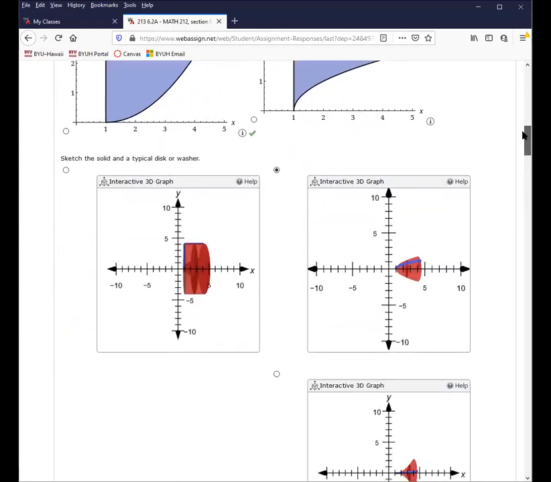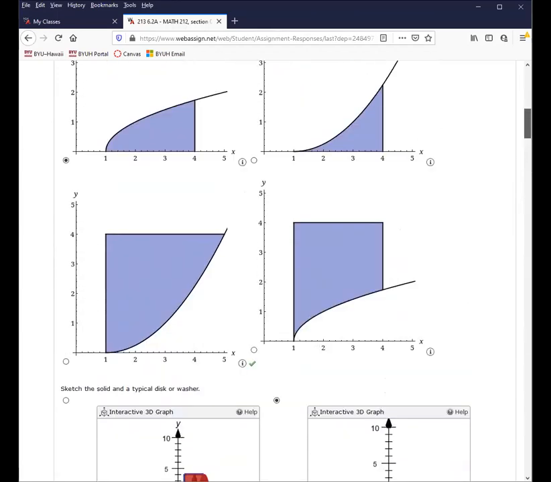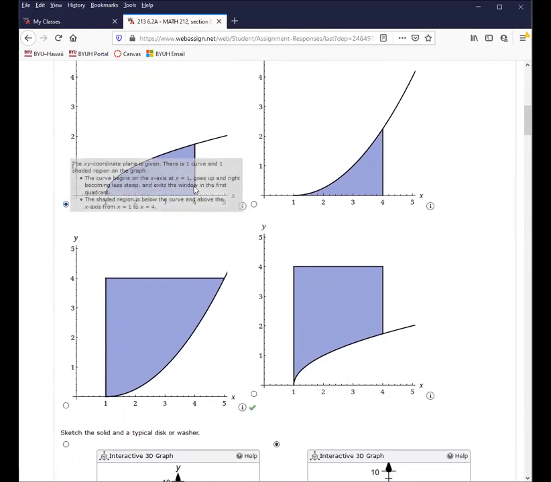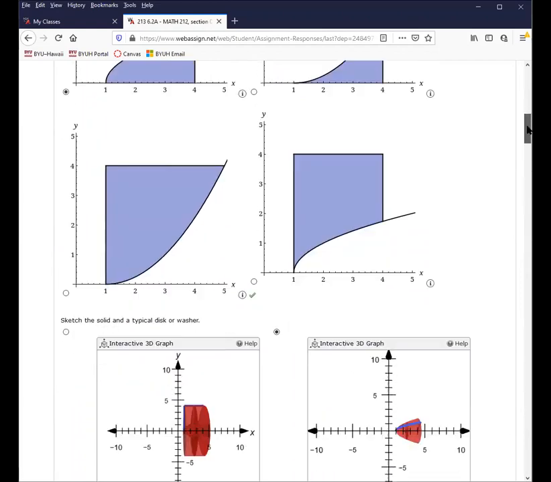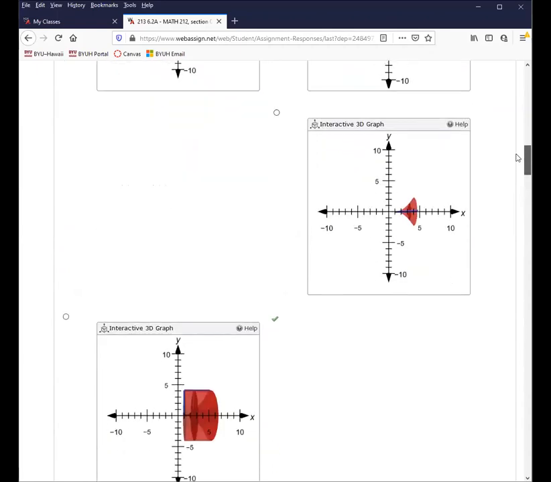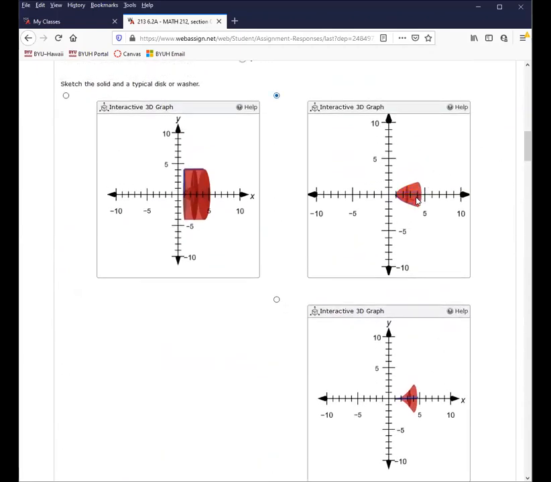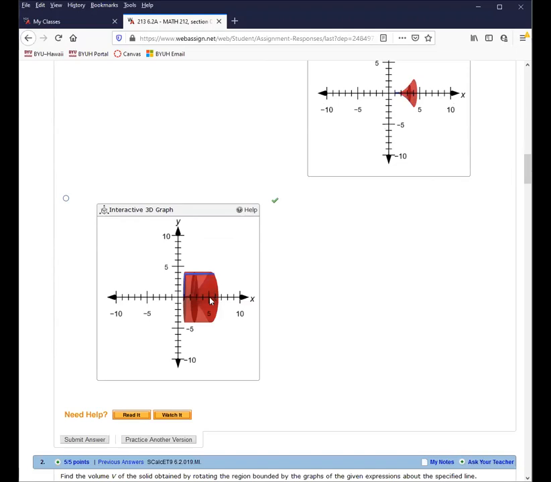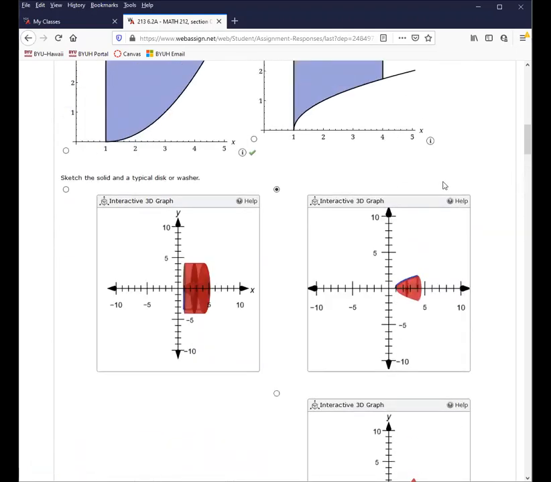Now if you scroll down to the second part, imagine this region being rotated around the x-axis, and it's this one right here, and you can actually see it rotating around. So this top curve is y equals the square root of x minus 1, and then this is x equals 4 over here, and it's rotating about the x-axis like that. Okay, and then they have other options, but this is the answer right here. These other ones are different curves that are rotating about the x-axis.